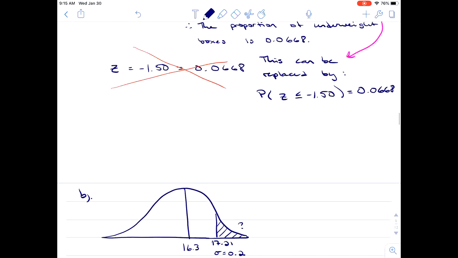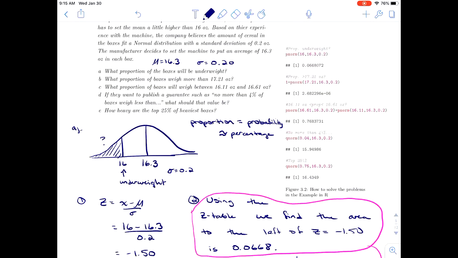So that was some practice, just using z-scores to find probabilities. But like we said, we could be given a probability and have to find the x that corresponds to that probability. So part D, if they want to publish a guarantee such as no more than 4% of boxes weigh less than this value, what's that value going to be? So now we have this probability, or percentage, which is an area under the curve, and we have to find the x-score that corresponds to that area.